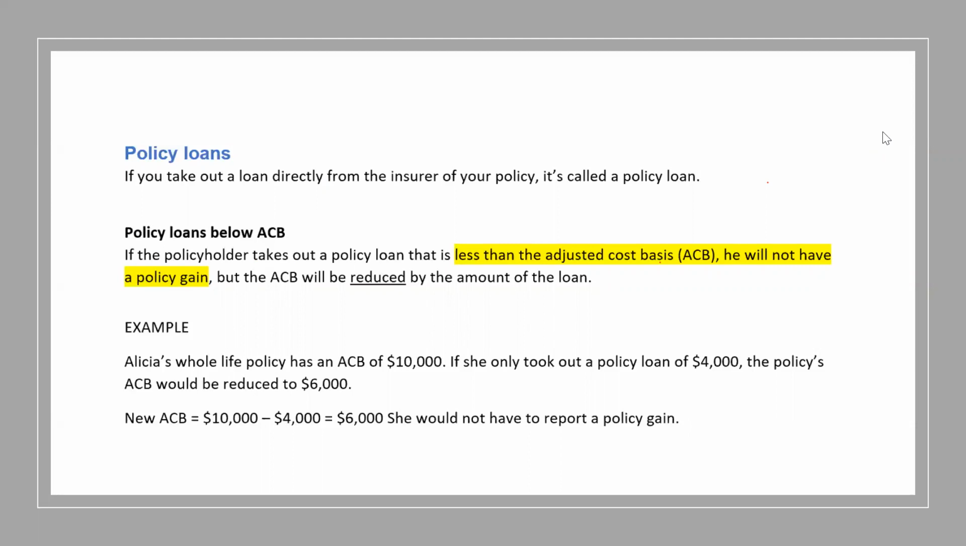Let's take a look. If you take a loan that's less than the ACB, then there'll be no policy gain. So in the first example, Alicia's whole life policy has an ACB of $10,000, and she only took out a policy loan of $4,000. Then she doesn't have to report any policy gain because it's below the ACB. However, the ACB of the policy will be reduced by the amount of the policy loan.